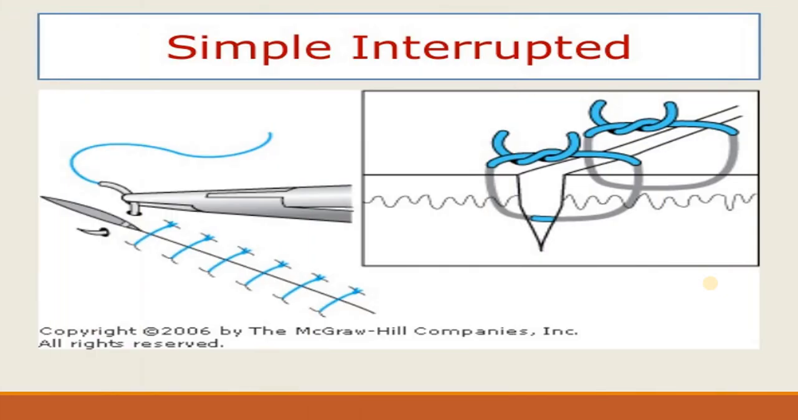First is simple interrupted. You will see there, this is how to do simple interrupted sutures. Simple interrupted sutures. This suture technique is one of the most commonly used techniques. One side of the skin is pierced with the needle perpendicular to the skin surface, and the needle is taken over to the opposite side of the incision with the needle point a little way beyond the point of pitching.